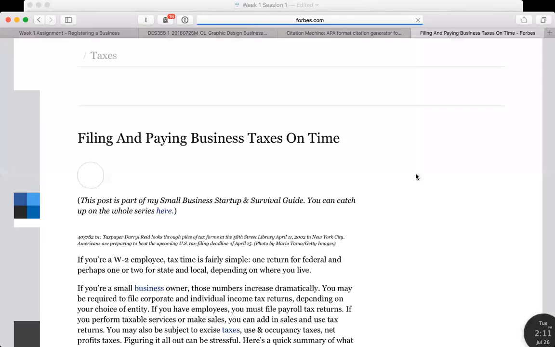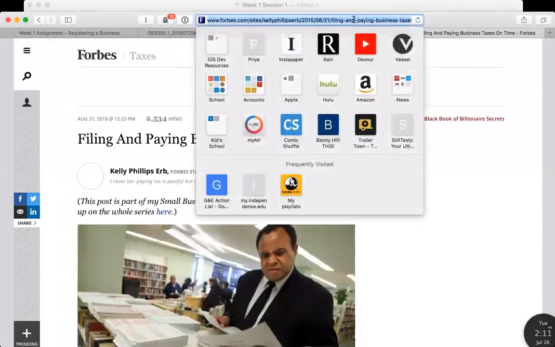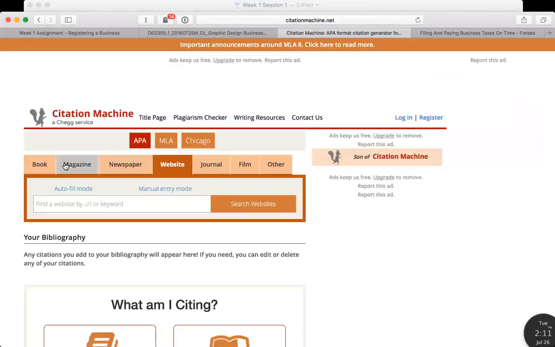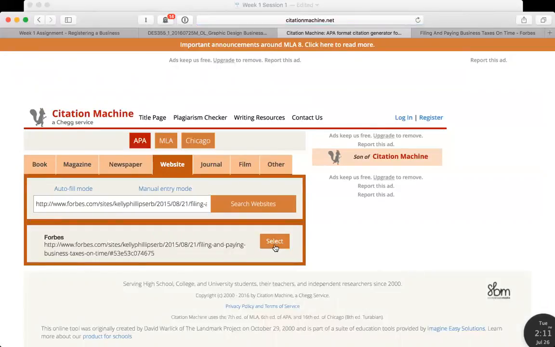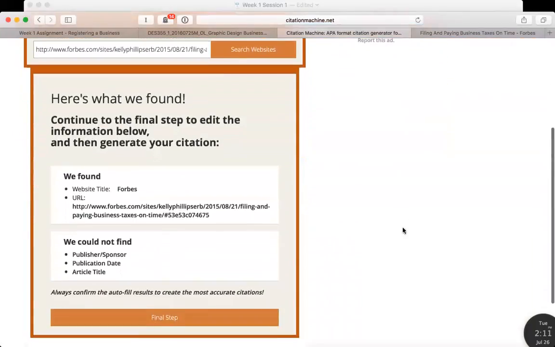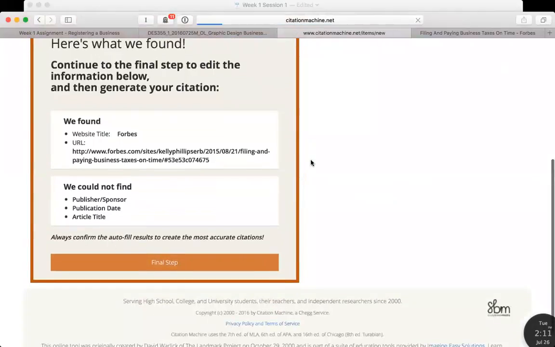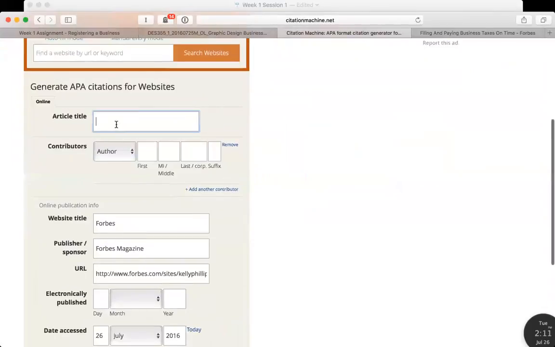Okay. So let's say this is an article that I've used in my paper. Well, I can just copy the link to that, and I can go over here and say that this is from a website, or it could say magazine because it is Forbes, and it probably has another magazine too. And then I just paste the URL, and it searches, and it says, okay, so we found this. I choose select, and it says, okay, so I've found this information, but I couldn't find this additional information. Sometimes it'll find everything for you, sometimes it doesn't. It might have done better if I put this in as a magazine, but bottom line, it'll fill in what it's found, and then you have to fill in the rest.